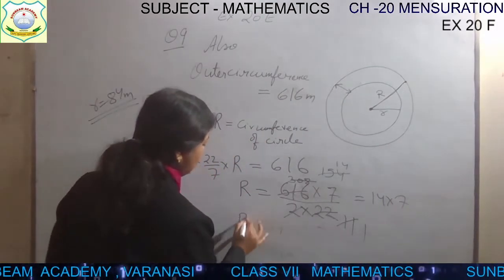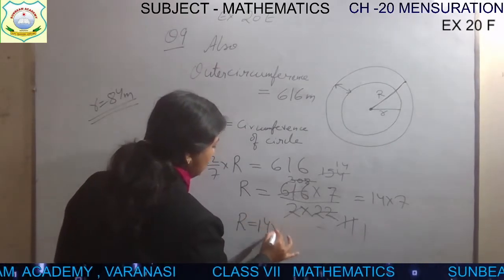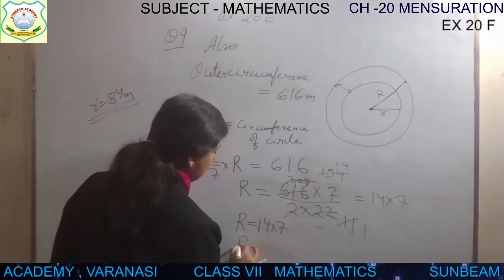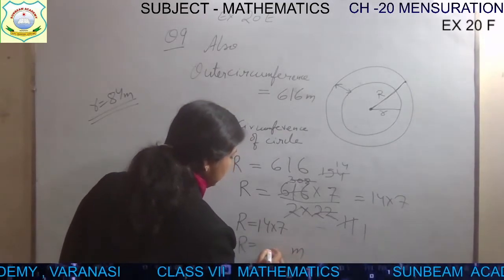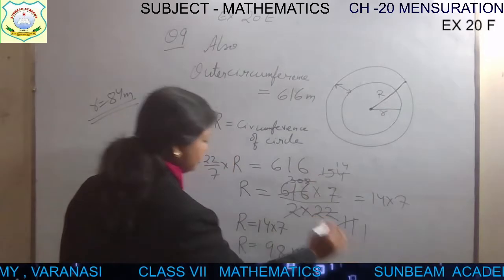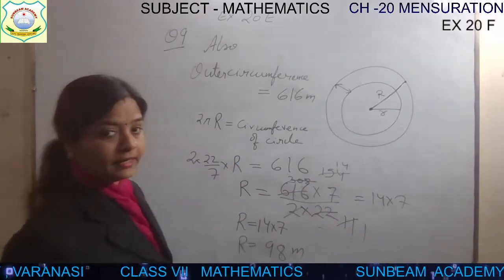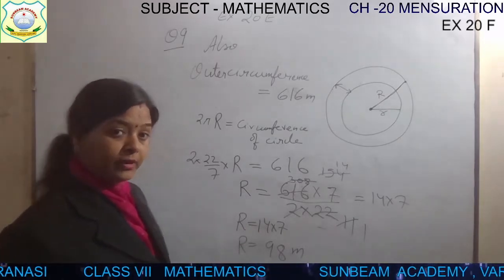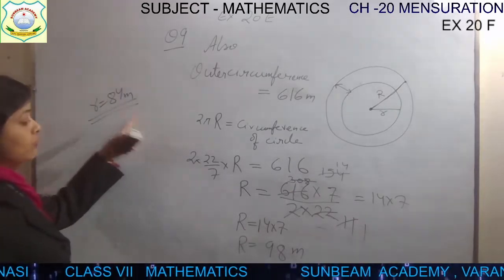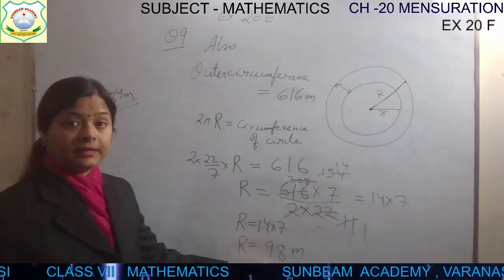Next is capital R. 14 into 7. So capital R will be equal to how much, children? It will be in meters, and 98. 14 sevens are 98. Okay. Now both radii we have found. One radius is 84 and another radius is 98 meter.